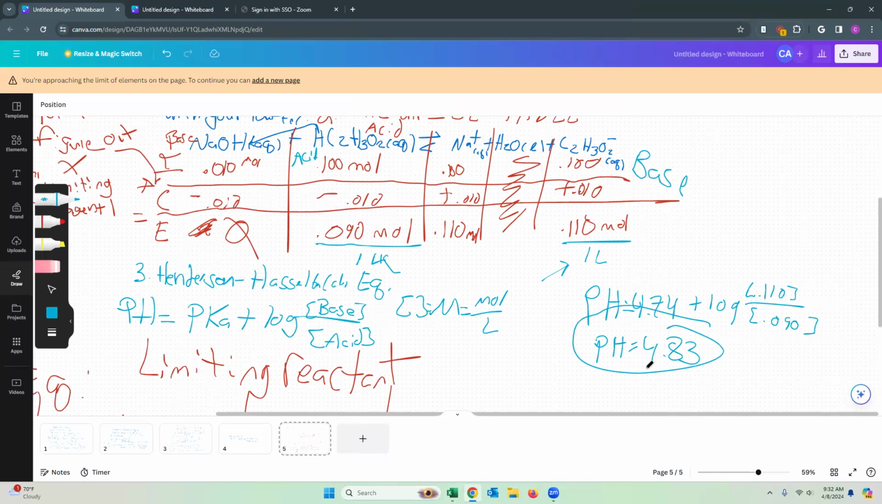So my pH went up a little bit. That's totally fine. It didn't go up that much because my buffer neutralized the buffer neutralized my solution.